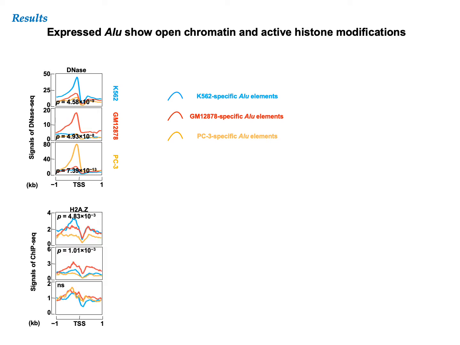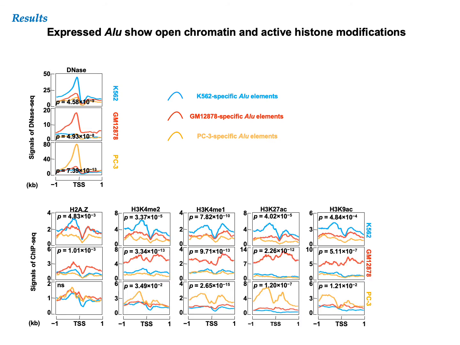We examined the ChIP-seq data for H2A.Z, a variant of the histone H2A. We also examined the ChIP-seq data for a panel of histone modifications, and 4 of them are shown here. These histone marks are often associated with active enhancers. We observed the same trend. The blue curve is the highest in the top panel, the red curve is the highest in the middle panel, and the yellow curve is the highest in the bottom panel, indicating that expressed Alu elements show high chromatin accessibility and active histone marks.